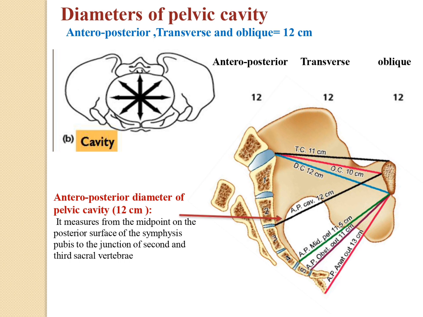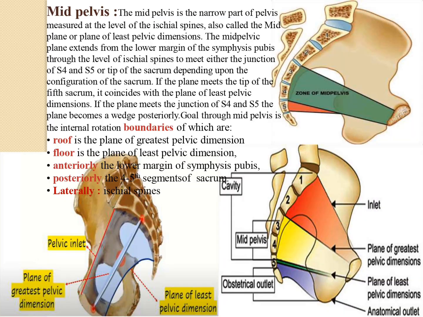The second figure shows the anteroposterior diameter of the pelvic cavity, which is 12 cm and is measured anteriorly from the midpoint on the posterior surface of the pubic symphysis to the junction of the second and third sacral vertebra posteriorly.